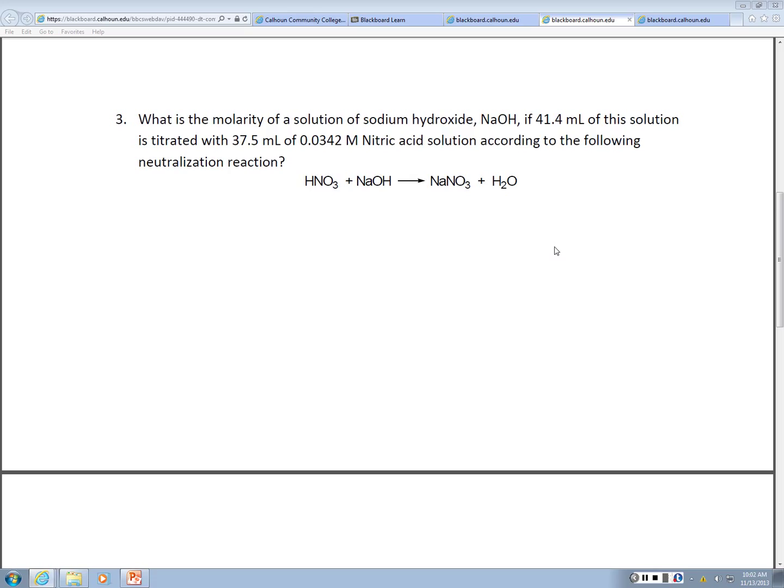Everybody got that written down? 41.4 milliliters sodium hydroxide, 37.5 nitric acid. If you don't have it, look at somebody else's. It's about to come down for a second.